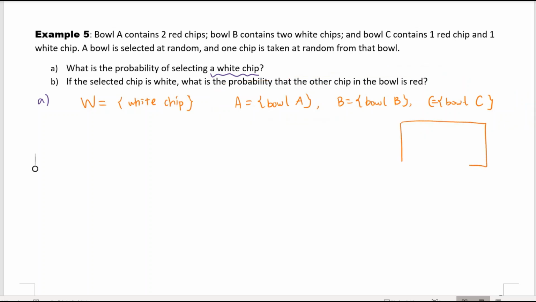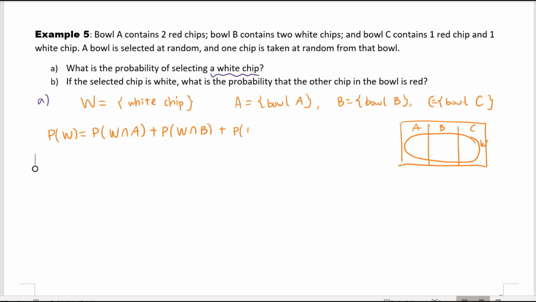But A, B, C are like the B1, B2, B3. So if we draw the picture, this is A, B, C. They are mutually exclusive, so pairwise disjoint. And W is like the potato, so we cut it into slices. What is the probability of selecting a white chip? So P of W is P of W and A plus P of W and B plus P of W and C.